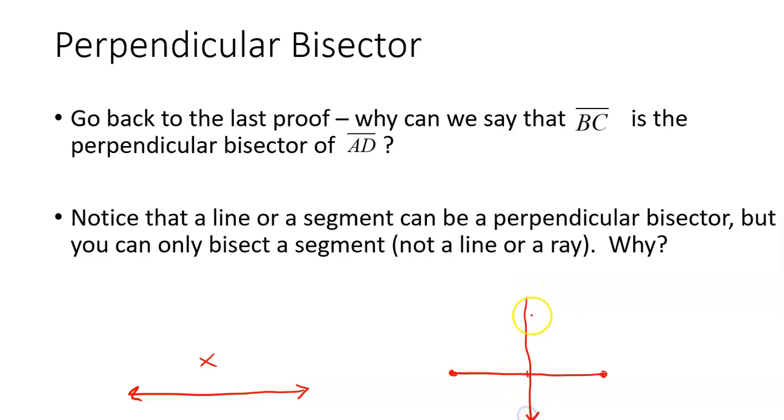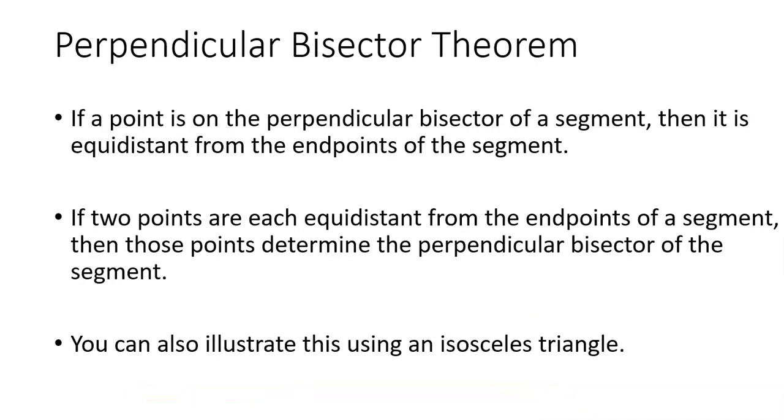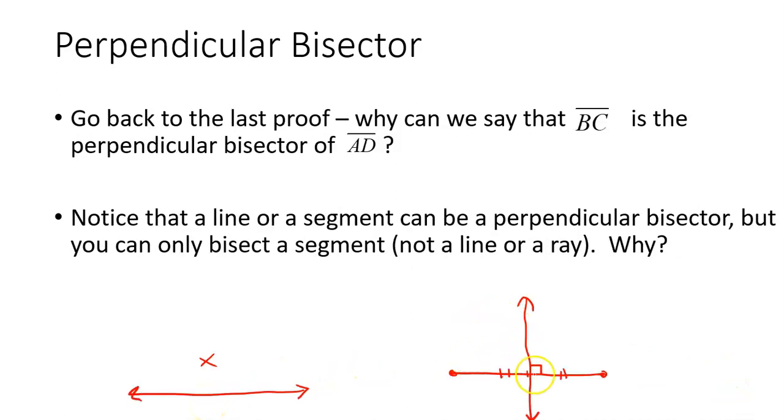Now, the perpendicular bisector itself can be a line, right? It just has to be perpendicular to and intersecting at the midpoint of that segment, and now it's the perpendicular bisector. Now, there's actually a couple of things that are true about the perpendicular bisector. One of them is that if you have a point that's on the perpendicular bisector of a segment, then that point is equidistant from the endpoints of a segment.